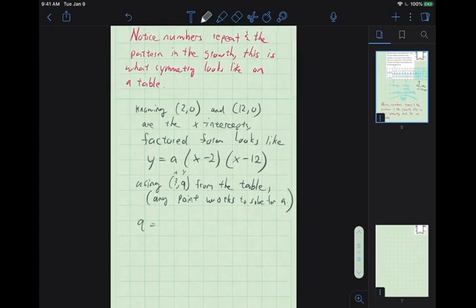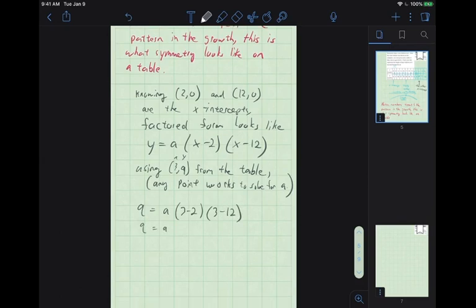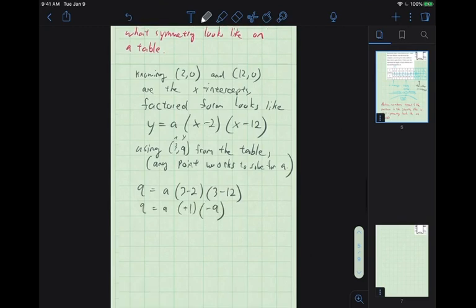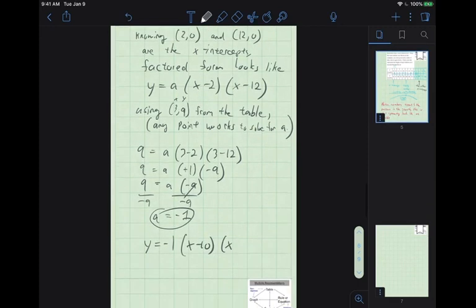9 equals a times (3 minus 2)(3 minus 12). This a value is important. We have to make sure to solve for it because that's like the stretchiness of our parabola. Divide by 9, a must equal negative 1. So negative 1 times (x minus 2)(x minus 12), not 10, it's 2 and 12.